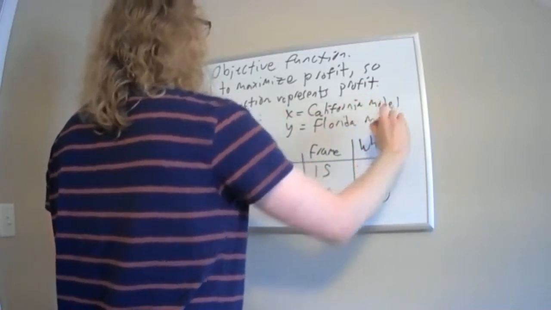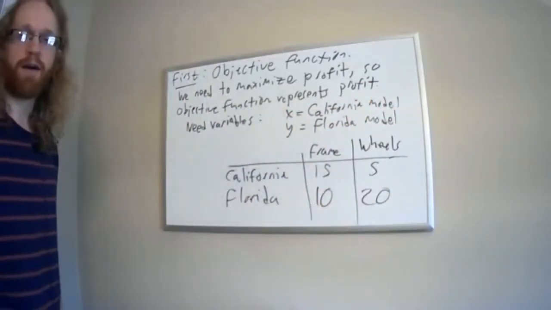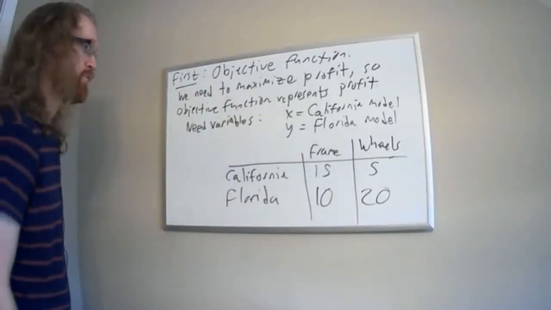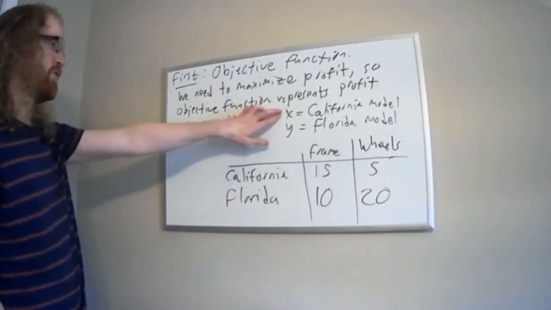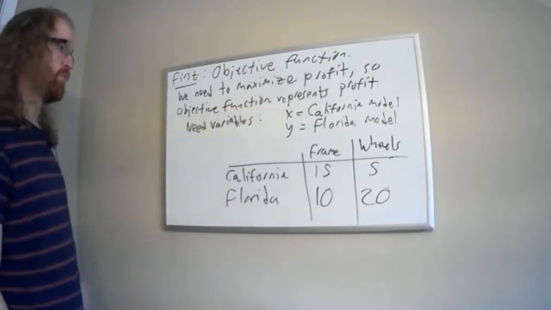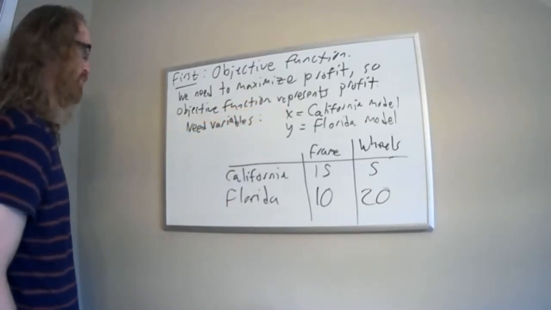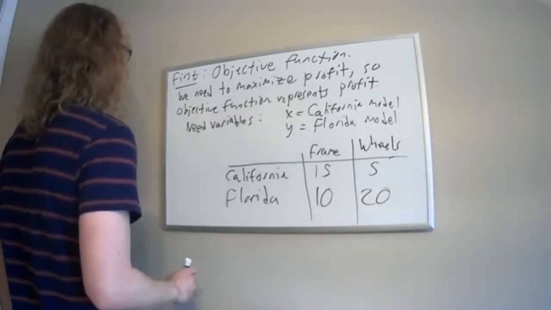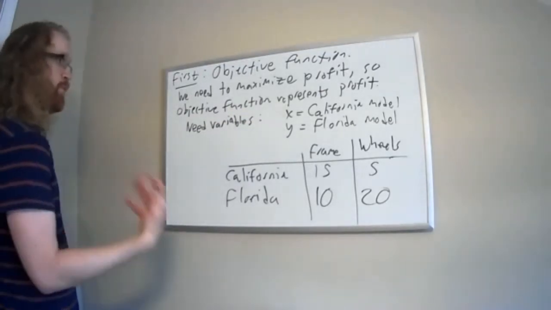I want to stick with calling them X and Y because later on we're going to be graphing. And so it's convenient to have X and Y axes to line up with what we're used to. So X will represent the number of California models produced, and Y will represent the number of Florida models produced. Okay. Once we have our variables, I just need to write down the objective function to represent the profit.